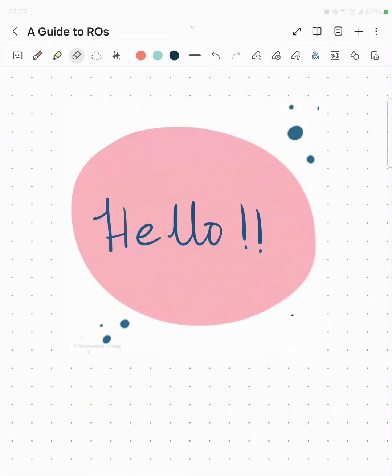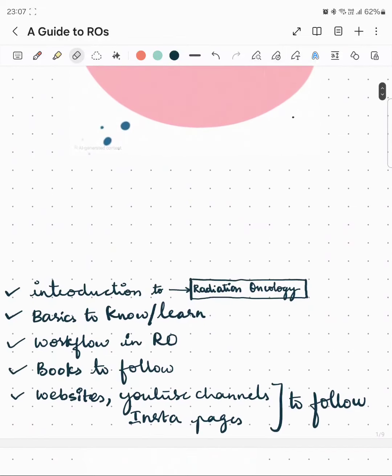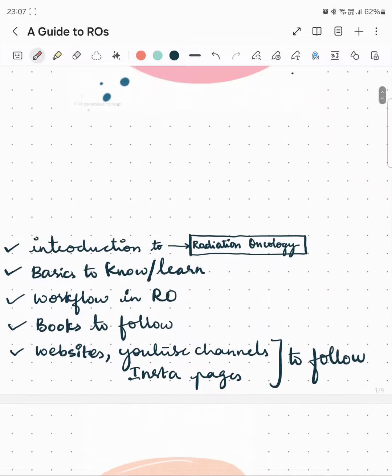Hello everyone. So this is just a small guide for the radiation oncology PGs, like the PGs who have just entered the residency. So I'll be starting with the introduction to radiation oncology, the basics that you can know or learn before entering radiation oncology, workflow in radiation oncology, books that you can follow, websites and YouTube channels and apps and Insta pages that you can follow.